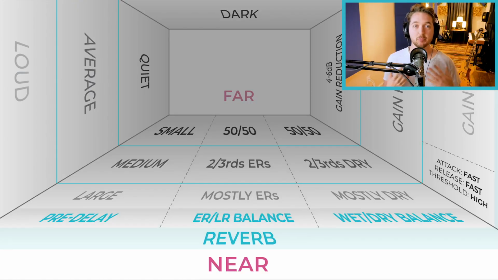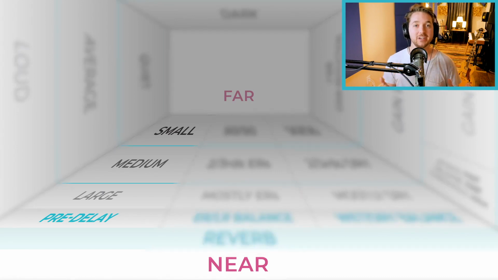So let's go back and check out this graphic. With our reverb, let's start with pre-delay. Now we know if we want to create a reverb that makes things sound close to the listener, we want it to have a large pre-delay. If we want it to sound really far away from the listener, we want it to have a small pre-delay or no pre-delay. And of course, if we want it to be kind of farther away from the listener, then it just needs to be somewhere between those 2.